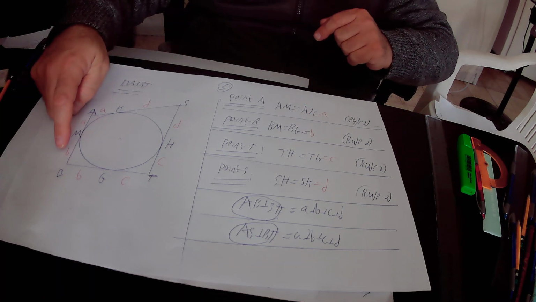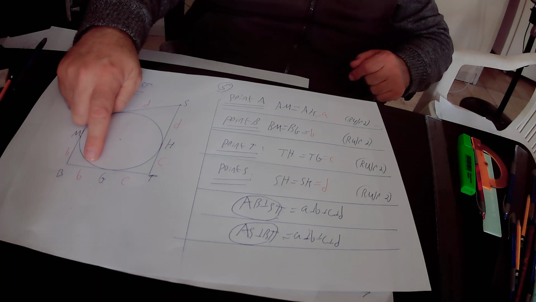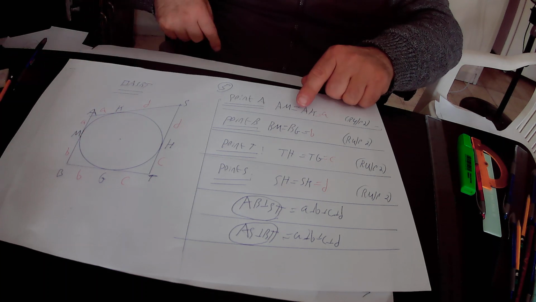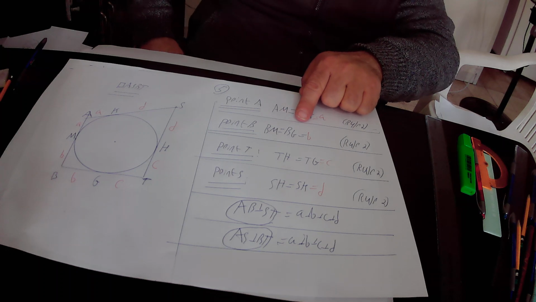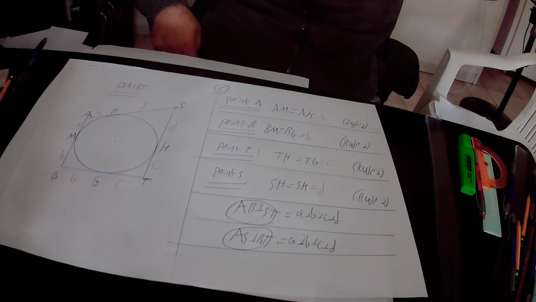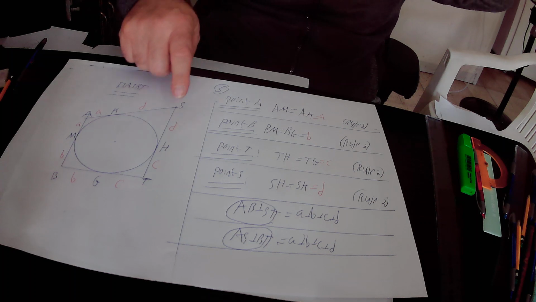So if we define the length of BM as B, then BG must also be equal to B. So in conclusion, we found out that BM equals BG equals B. Then we focus on the common standpoint point T.